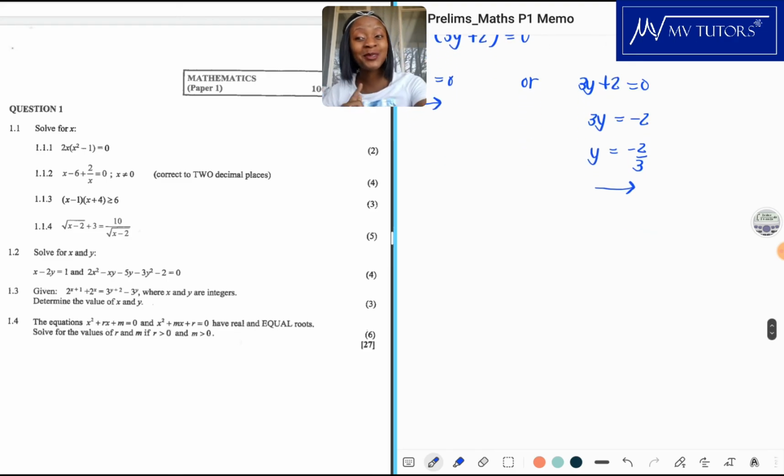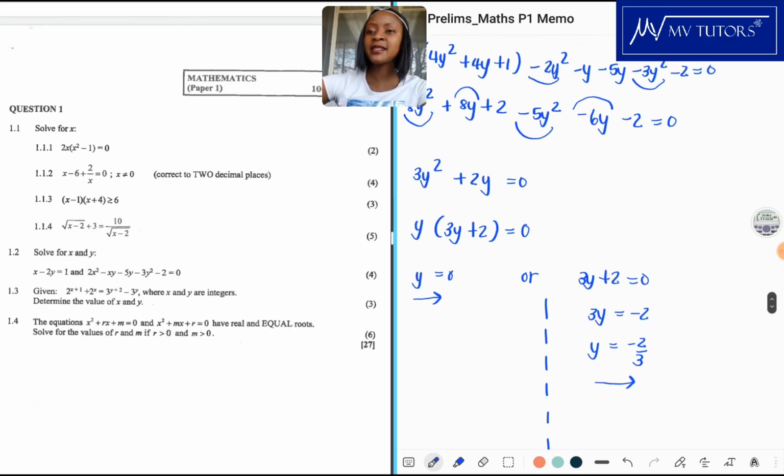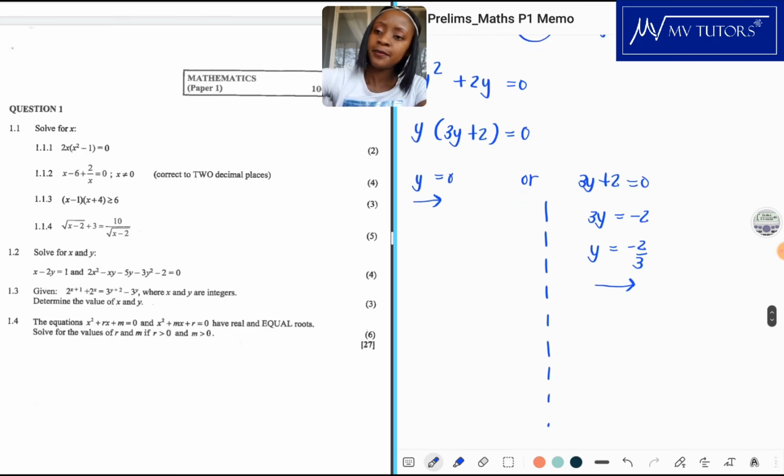Okay, now we need to solve for x. Remember we wrote x in terms of y. So I'm just going to have a little partition here, just to show that the answer for y is equal to 0, I'm going to use it for x now. So x, we said it's equal to 2y plus 1. Therefore, x is equal to 1.